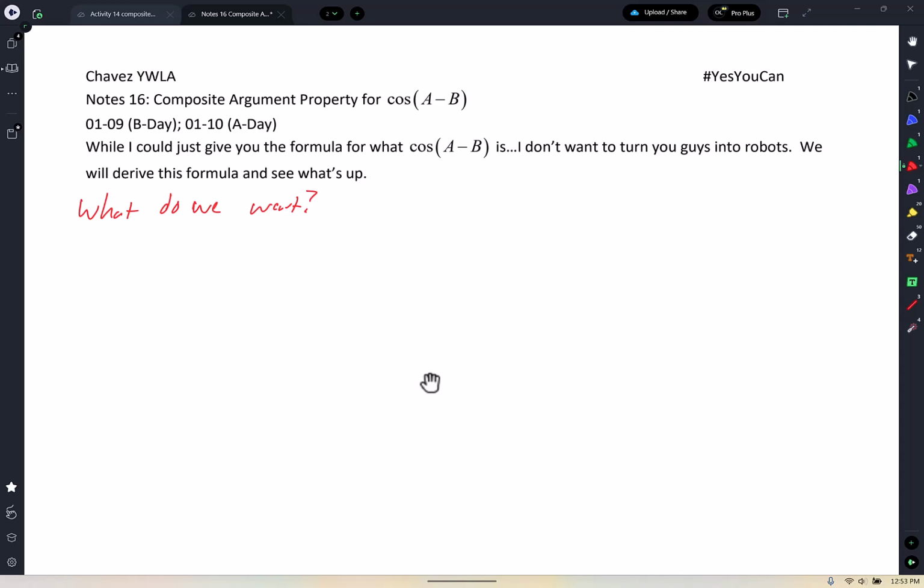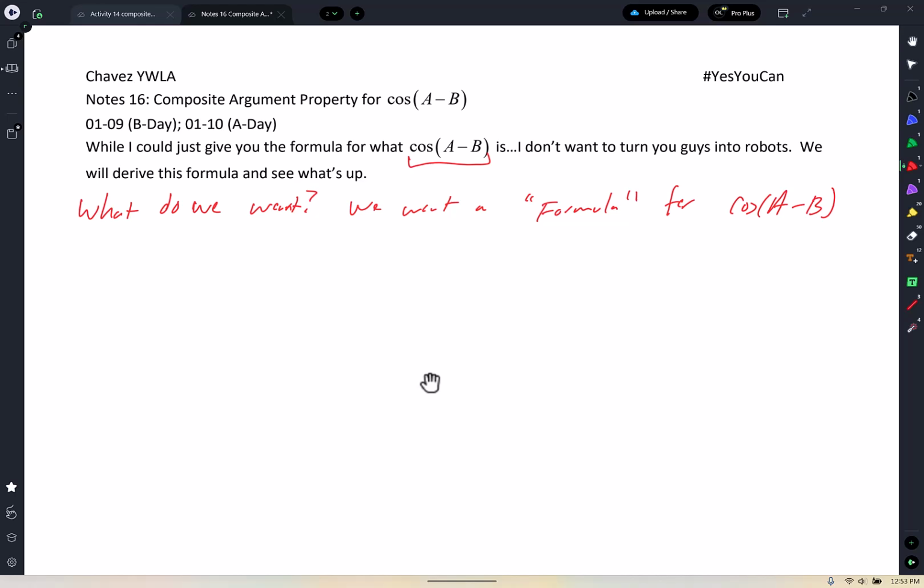And I'm talking about math life, right? Not like, what do we want, like chocolate cake or something. We want a quote unquote formula for cosine of A minus B, where A minus B is an argument, and A is just some angle and B is just some other angle. So tell me if this looks familiar to you. We're going to derive this.